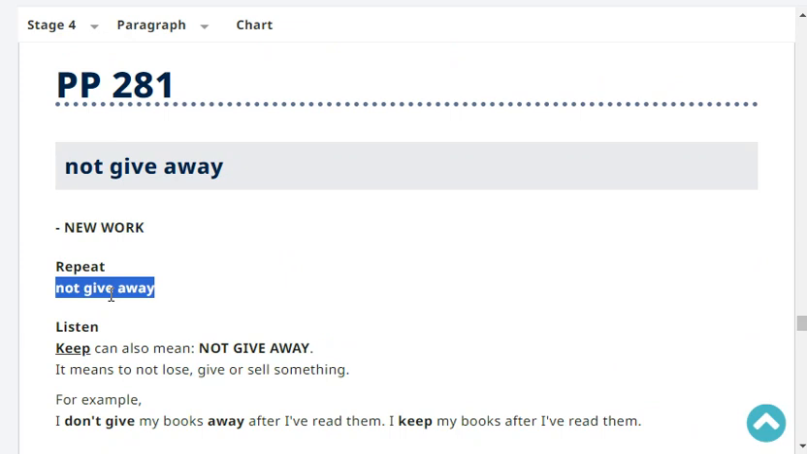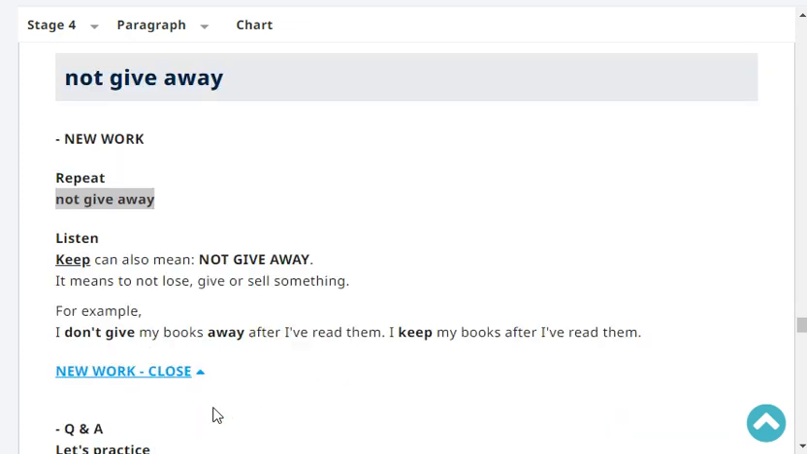Okay, next repeat. Not give away. Not give away. Very good. So listen, another meaning of the word keep is to not give away, but you keep it for yourself. It means to not lose or give or sell something. For example, I don't give my books away after I read them. I keep my books after I read them. I put them on the shelves.